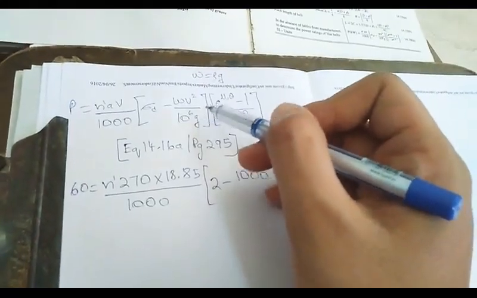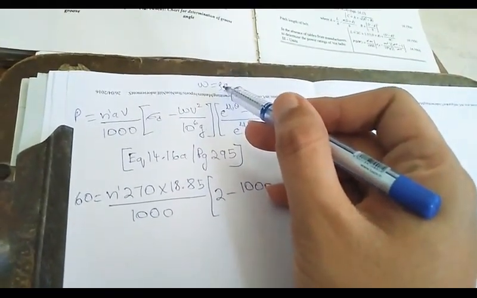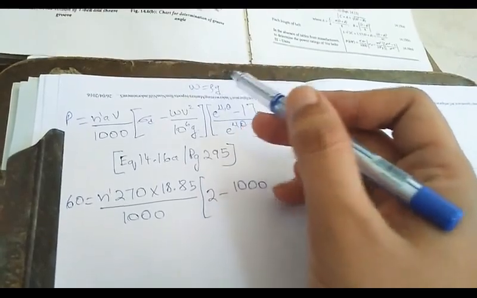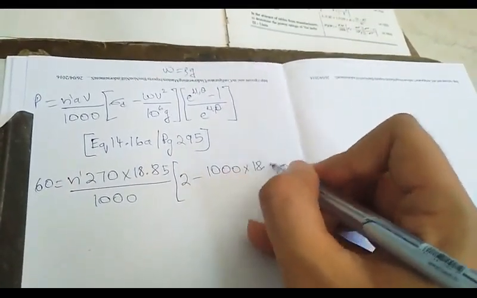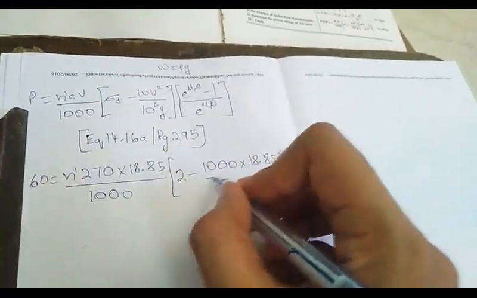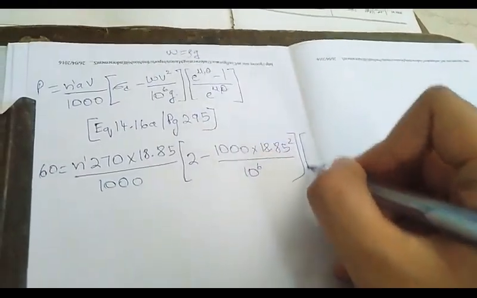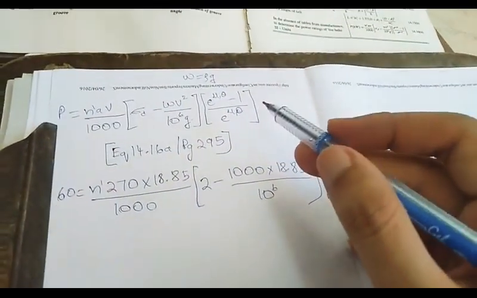this W is nothing but rho G. So here already there is G. If I write rho G here, G will cancel and I will remain with rho. Rho in the question they have given as 1000 kg per meter cube, the density of the belt. So I'll write 1000 into 18.85 square divided by 10 power 6, into e power mu theta. This is mu 1 theta.